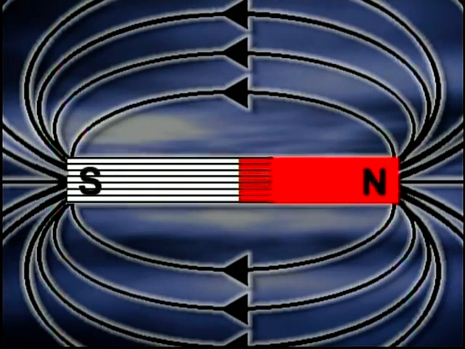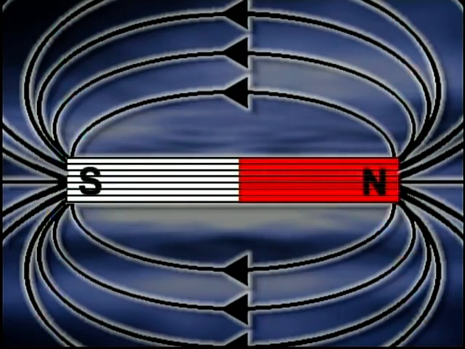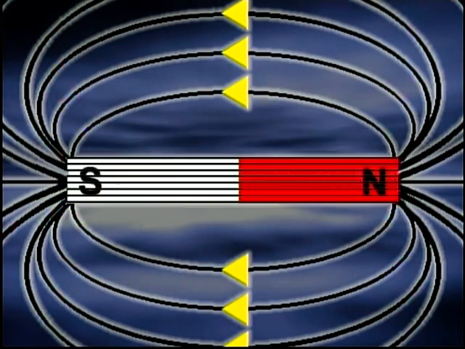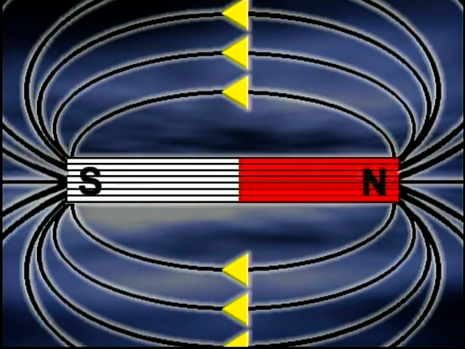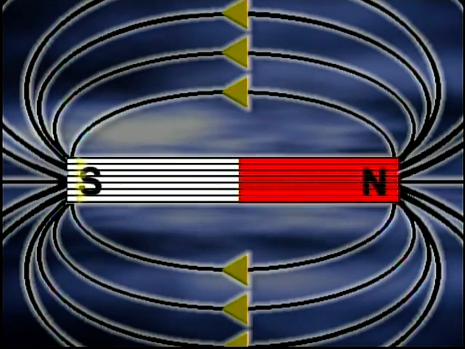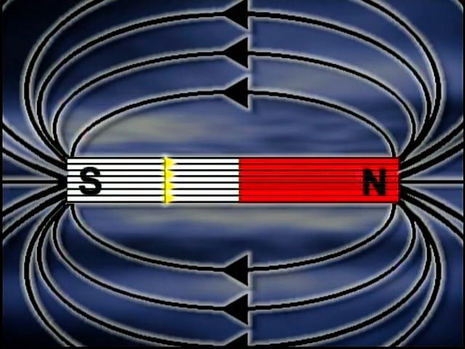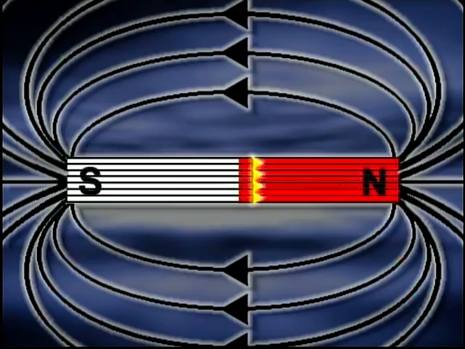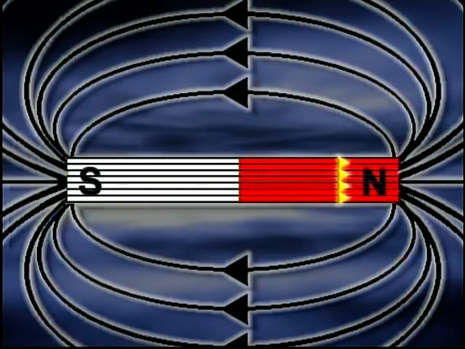Number 2, lines of magnetic force always form complete loops. The flux lines around a magnet are considered to continue through the magnet. Outside the magnet, the lines of force go from the North Pole to the South Pole, but inside, the magnetic lines of force go from the South Pole to the North Pole, forming complete loops.